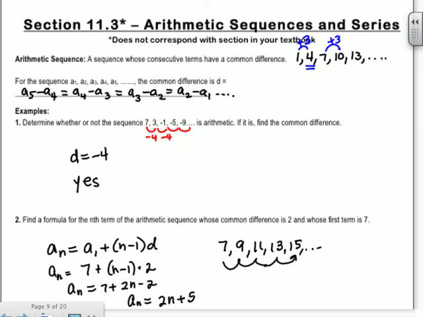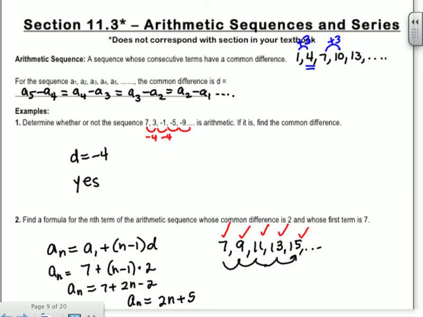Okay, let's see if it works. So we're going to check in our head. If you find the first term, so you plug in 1 for n, what number do you get? 7. That's the first term. What happens when you plug in 2? 2 times 2 is 4, plus 5 is 9. Plug in 3. 6 plus 5 is 11. Plug in 4. Do you see how this pattern is working out? 13, 15.